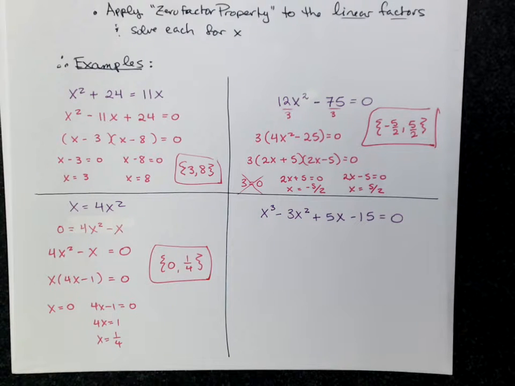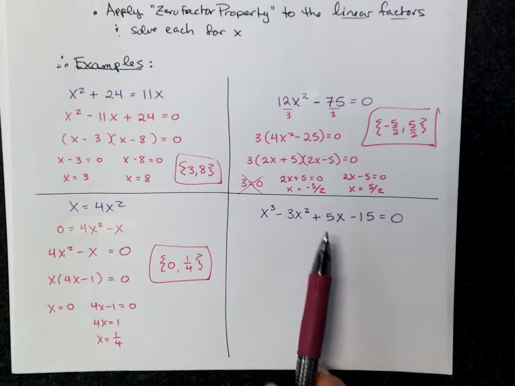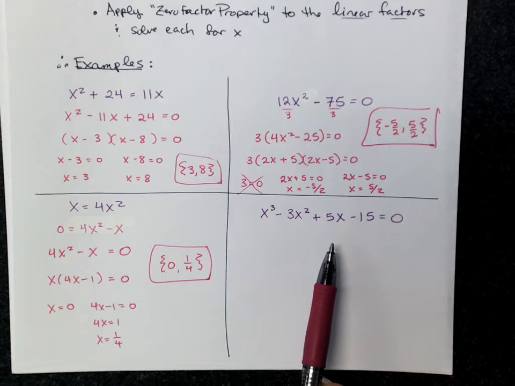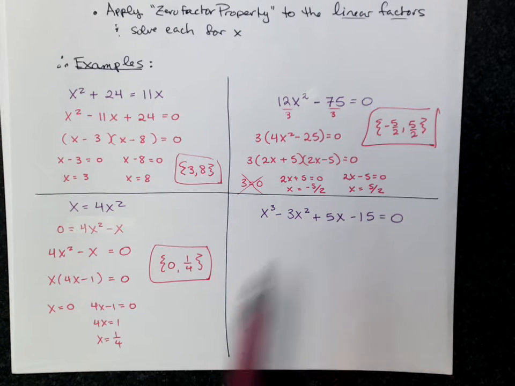What method are we using for this last one? It's already in standard form. Is there an overall GCF? Anything they all have in common? No. Okay. So what method of factoring will we use?